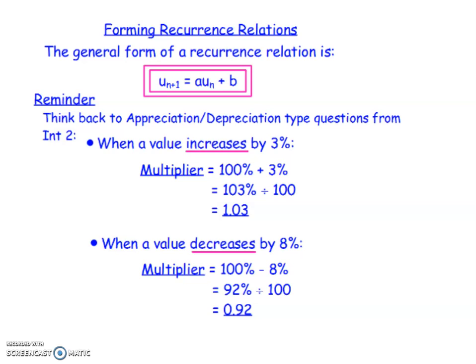We're going to look at forming recurrence relations today. We are going to take paragraphs of information, interpret them and write them in the form u_{n+1} = au_n + b. That is the general form of a recurrence relation.